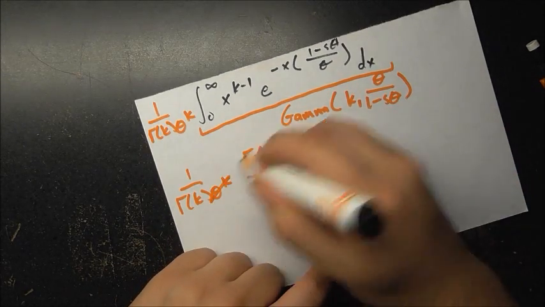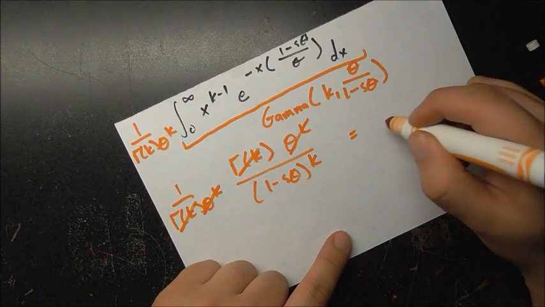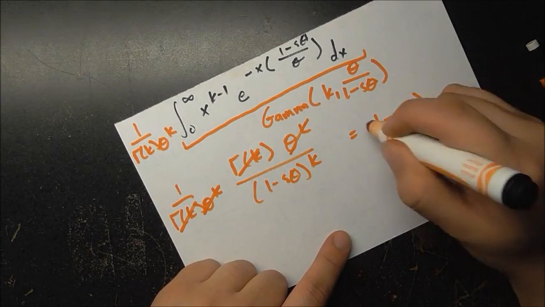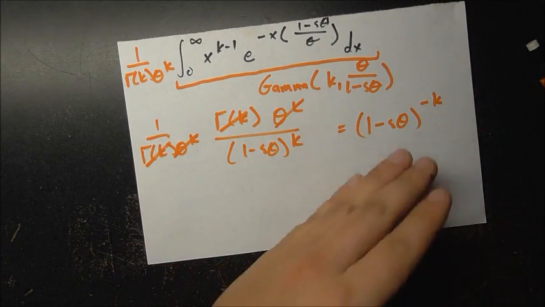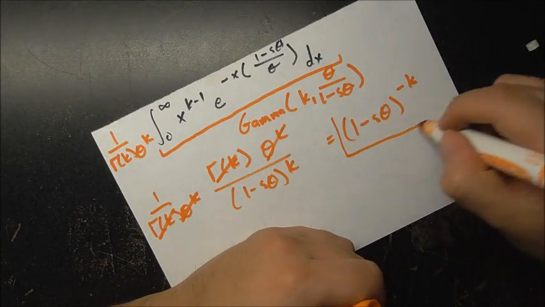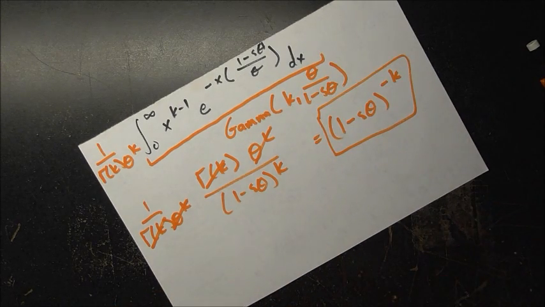Now we have lots of nice cancellations right here, so we just have 1 minus s theta to the negative k, since this is in the denominator. So notice that this is our MGF, except we have one little caveat that we have to deal with.